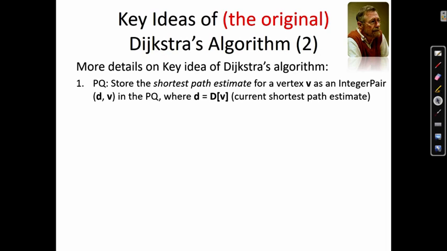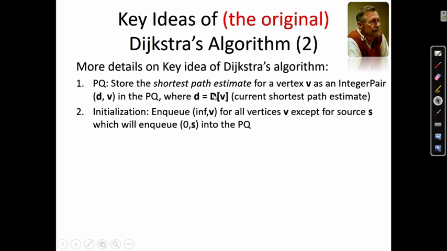As initialization, you will enqueue the pair (infinity, v) for all vertices, except for the source. For the source you enqueue 0, because that's the only one we know. So at the beginning, you already store all the vertices inside your priority queue. So there will be V number of items in your priority queue, correct?